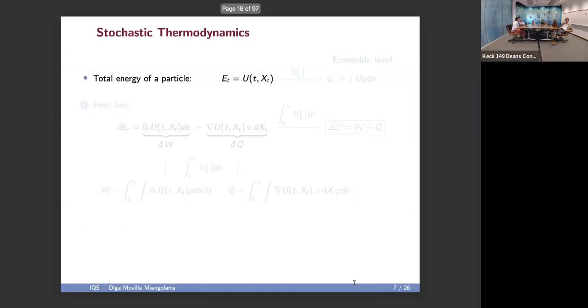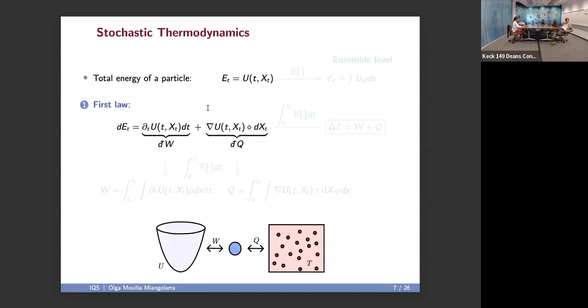So let's do that. The total energy of a single particle will be simply given by its potential energy. And this is again because we're working in the setting in which inertial effects are negligible. We can take the differential of this potential energy and we'll get two different terms. One term accounts for how U varies with respect to t, which is our control parameter, and therefore accounts for the energy that changes due to controlled degrees of freedom. And this is why we'll call this term the differential of work.